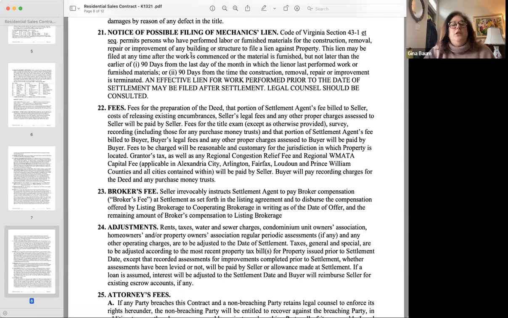An effective lien for work performed prior to the date of settlement may be filed after settlement, and legal counsel should be consulted. Okay, so let's say we go to settlement, your buyer gets the property, and then this lien pops up. We can't get involved in that. They need to seek legal help.